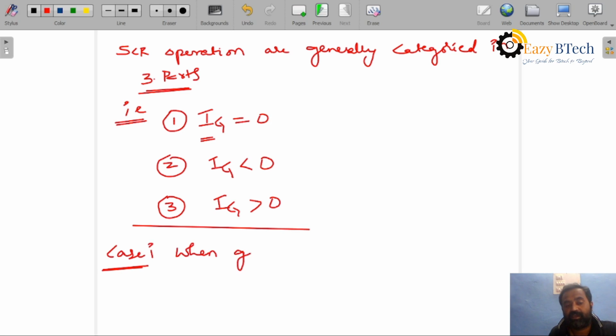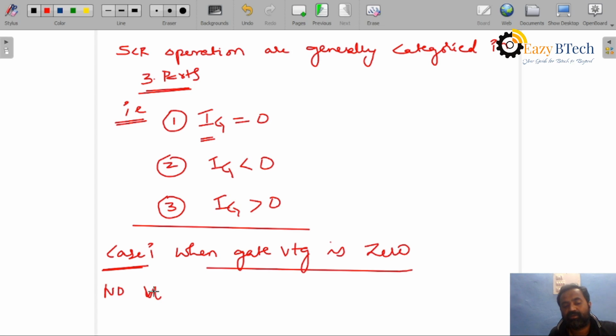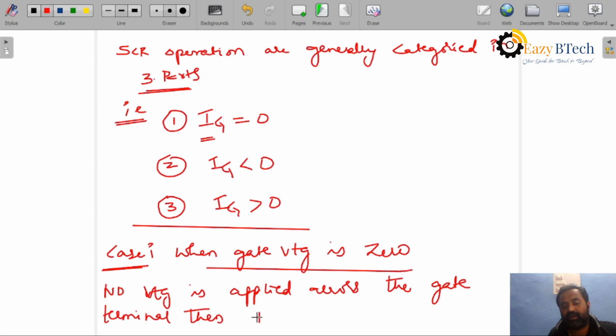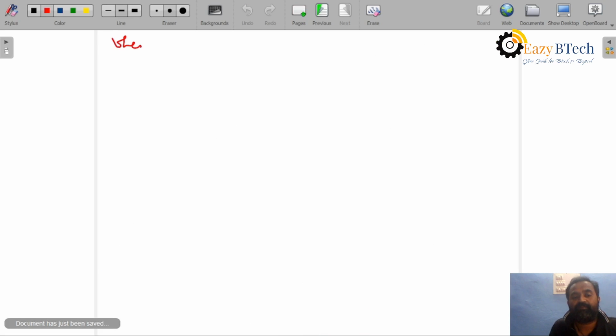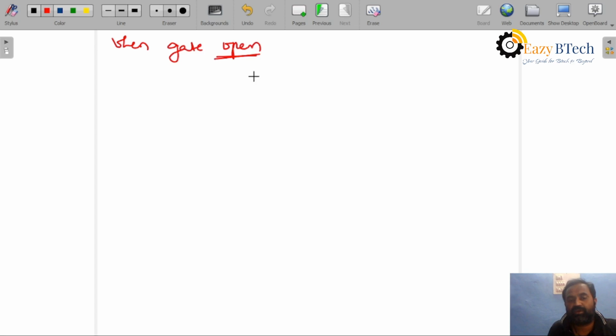When gate voltage is 0, no voltage is applied across the gate terminal. Then IG is 0 and the gate is open. IG means the gate is open in this case. Now what happens when the gate is open?